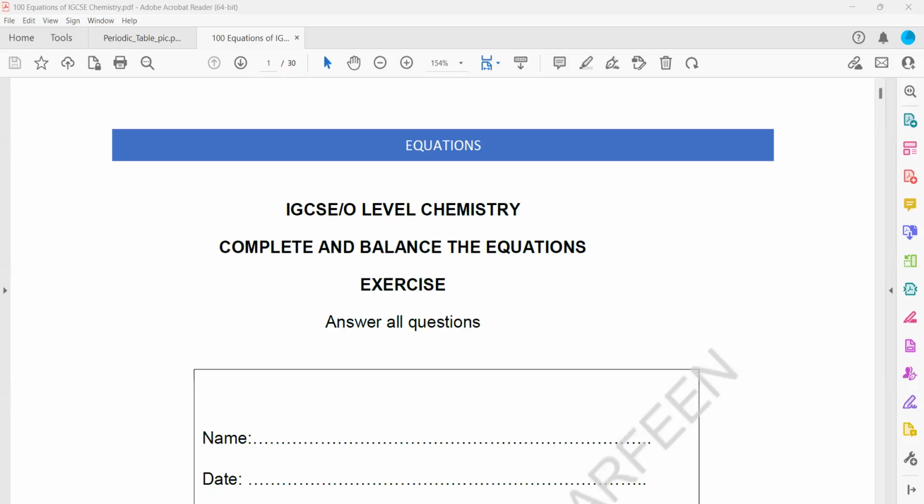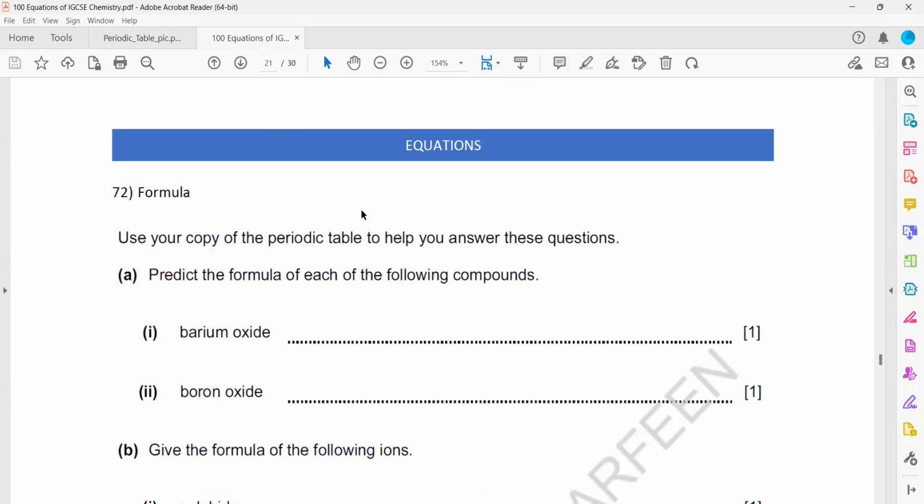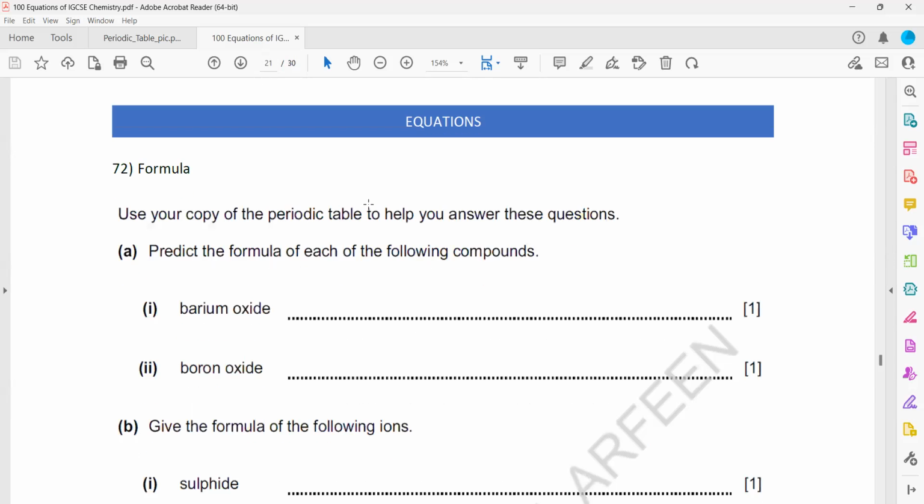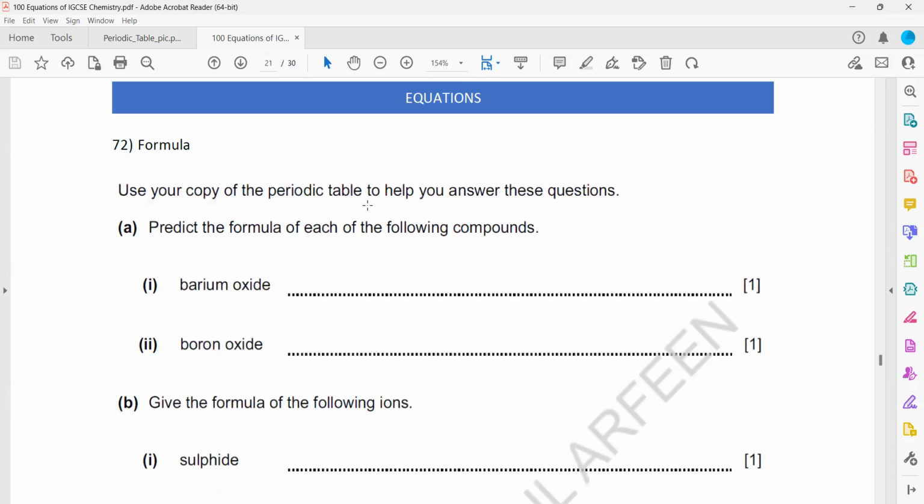So this one exercise is related to balancing. You can use mic, chat, or screen annotation to answer. We did the first 20 questions, so we did the first 20 pages. We're starting with page 21.